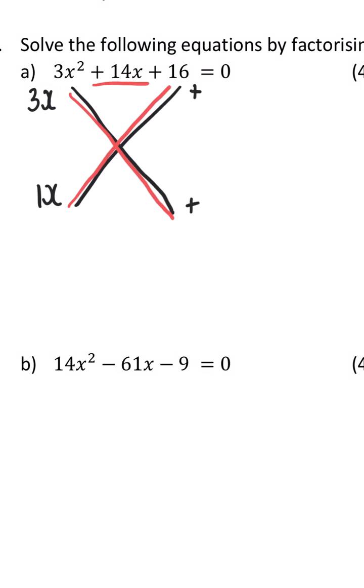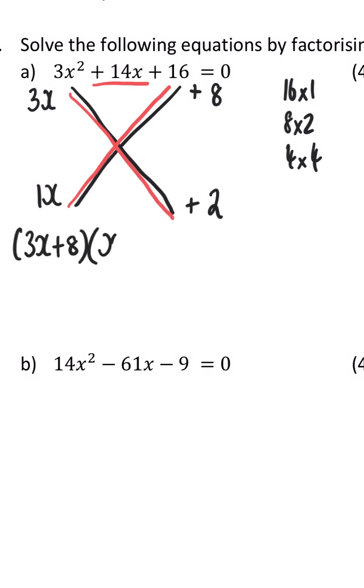Well, the factor pairs of 16, I've got 16 times 1, 8 times 2, 4 times 4. I'm just thinking ahead a little bit. I'm thinking, if I put an 8 down here, I'm going to get 24. That's way too big, so I know that doesn't go there. What about if I put a 2 down here? 3x times 2 is 6x, and then I would need an 8 up here. Well, 6x plus 8x does give me 14x, so that one actually does work. So I can factorise this into 3x plus 8, x plus 2, and it's equal to 0.